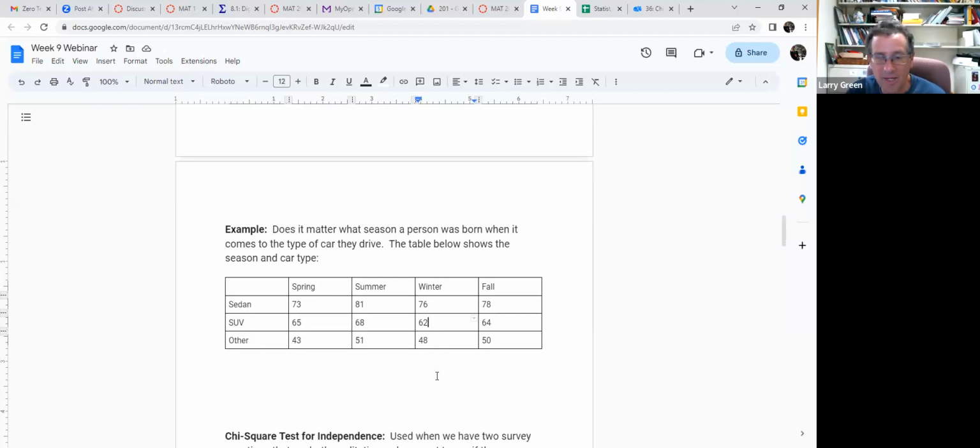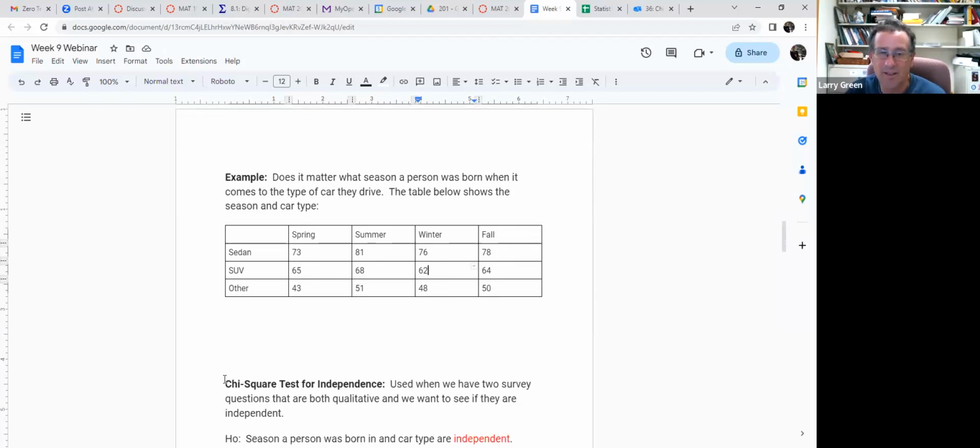So the test we're going to use is called the chi-squared test for independence. Still a chi-squared test, but now it's for independence. It's when we have 2 survey questions. They're both qualitative questions, and we want to see if they're independent or dependent. Any questions on this idea?